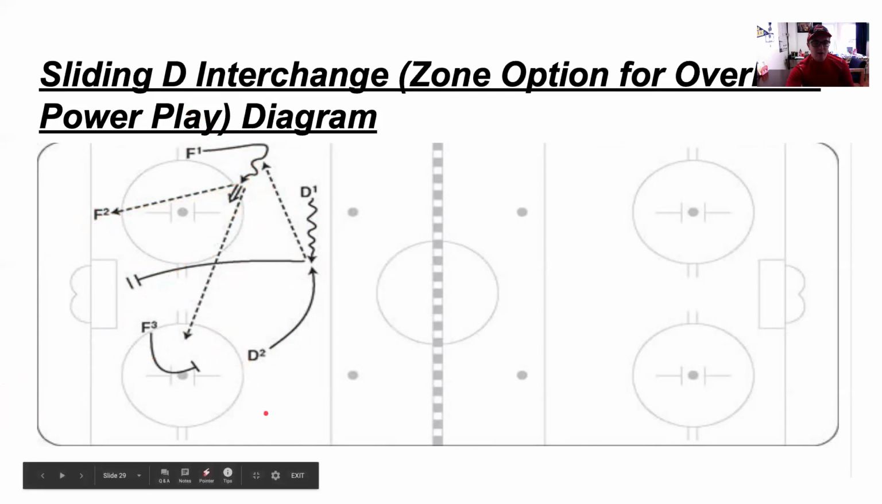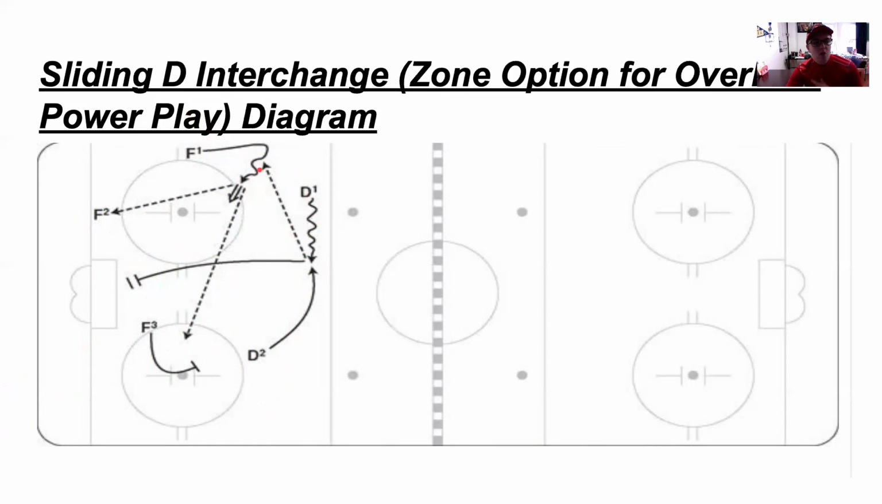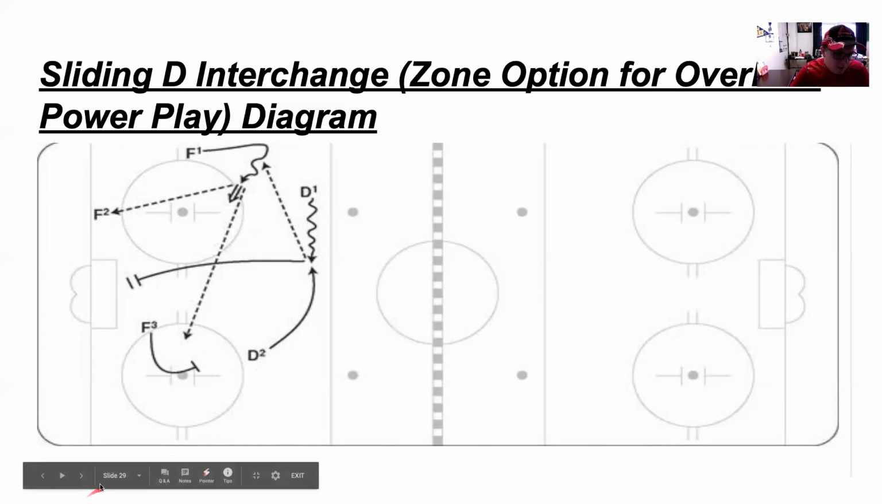It just depends. Either option, D1's going to have the puck, make that fake shot, go over to F1. F1's going to carry the puck, either pass it to F3 or F2, and then after that, D makes that pass up here. D1's going to go in front of the net. D2 is going to cover the spot up here. So we got to be really careful and make quick plays.